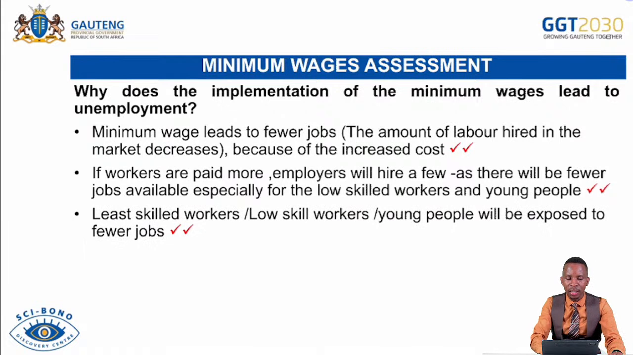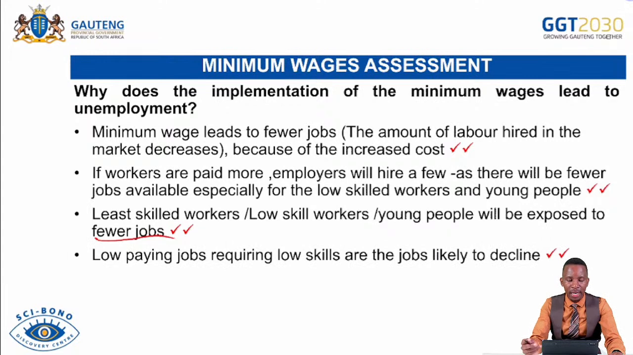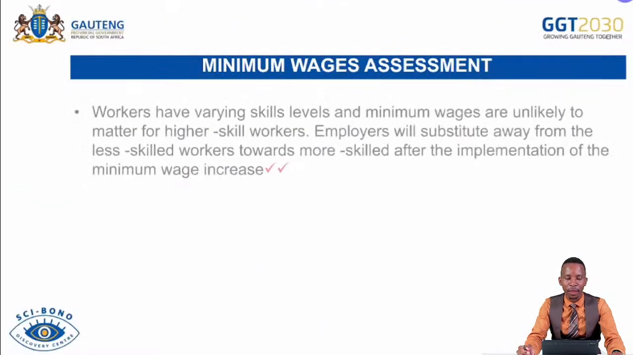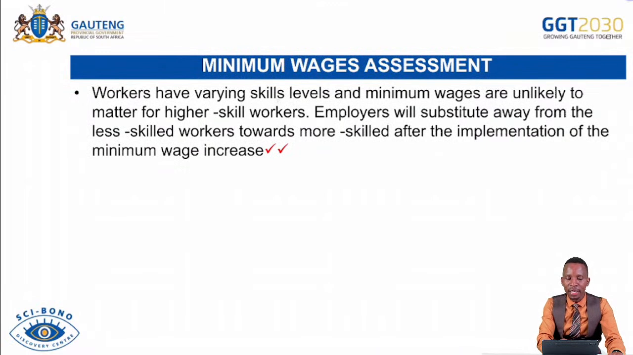Low-skilled workers and young people will be exposed to fewer jobs, meaning few jobs will be made available for unskilled workers. Low-paying jobs requiring low skills are the jobs likely to decline if there is a minimum wage. Workers have varying skill levels, and minimum wages are unlikely to matter for higher-skilled workers. Mostly unskilled workers are the ones affected by minimum wage, because those that are skilled normally earn an amount above the poverty line.